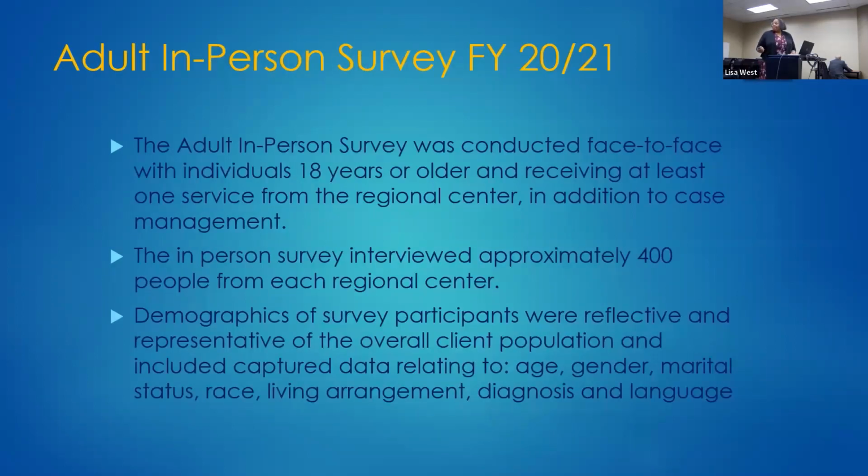There are 4 different types of surveys. This fiscal year 2021 focused on the adult in-person survey, and that is conducted face-to-face with individuals who are 18 years of age or older and who receive at least one service from the regional center, in addition to case management. The other surveys are child and family, adult family, and the family guardian survey. Again, right now we're going to be focusing on the adult in-person survey.